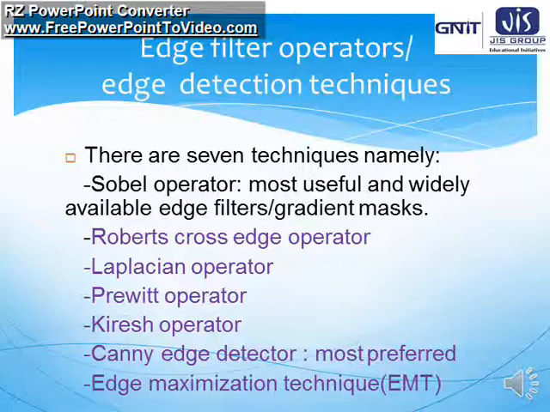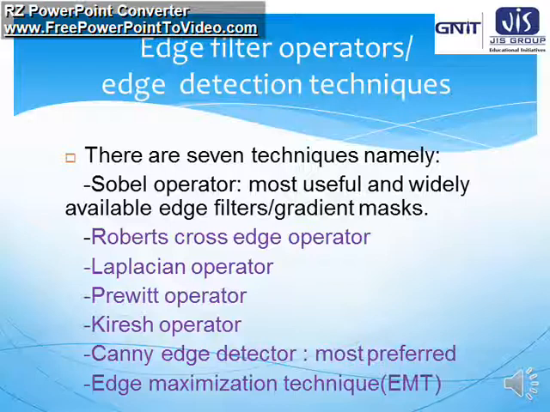the Kirsch operator, then the Canny edge detector operator, which is more preferred because the output of the Canny edge detector is very good. And the last one is the edge maximization technique, also known as EMT. So these are the 7 techniques explained here. Among them, the Sobel operator is mostly used and very popular, whereas the Canny edge detector is mostly preferred because its output results are very good.